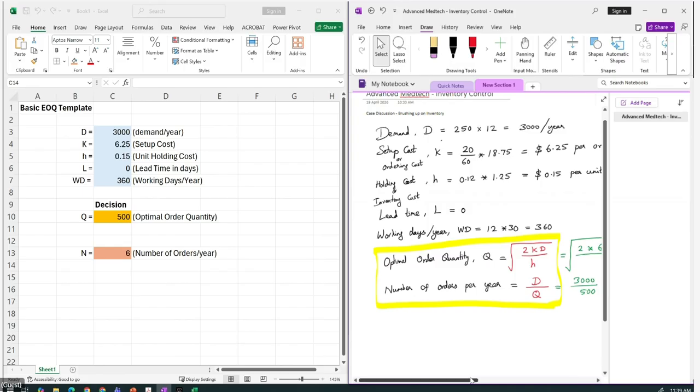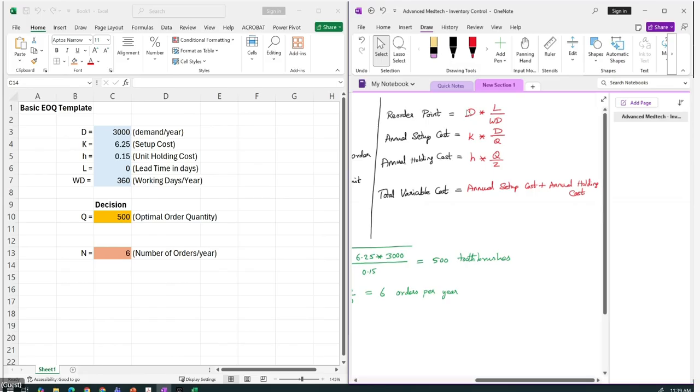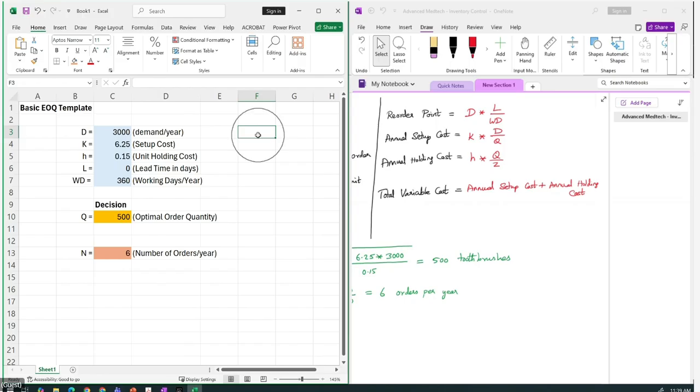We'll now move to this side. First, what do I need? I need the reorder point. Okay. Next, the annual setup costs, the annual holding costs, and the total variable cost. Okay.